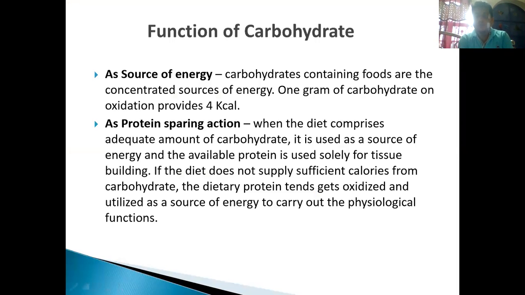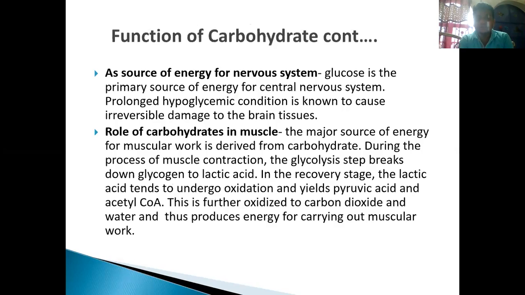As we know, carbohydrates act as a source of energy. 1 gram of carbohydrate on oxidation provides 4 kilocalories. Carbohydrates may be used for protein sparing action when the diet comprises an adequate amount of carbohydrates. It is used as a source of energy, and the available protein is used slowly for tissue building. If the diet does not supply sufficient calories from carbohydrates, the dietary proteins tend to get oxidized and utilized as a source of energy to carry out the physiological function.